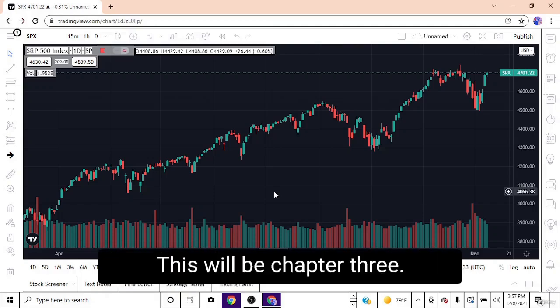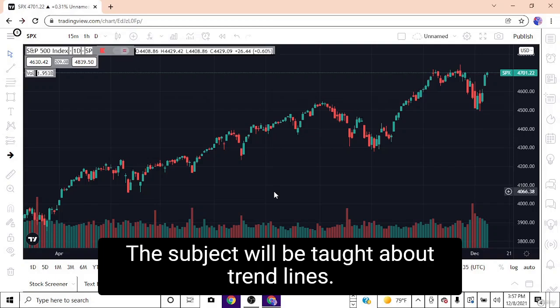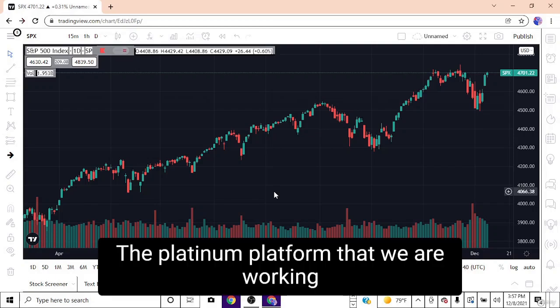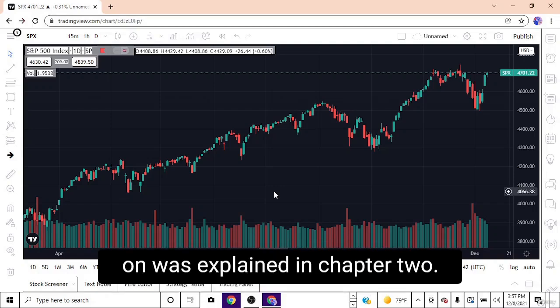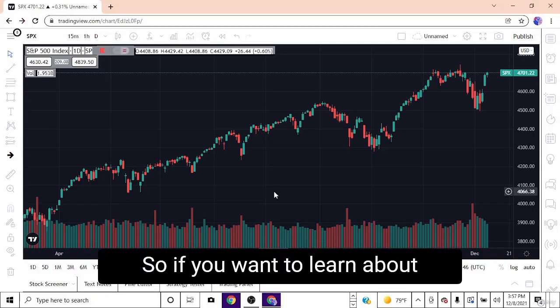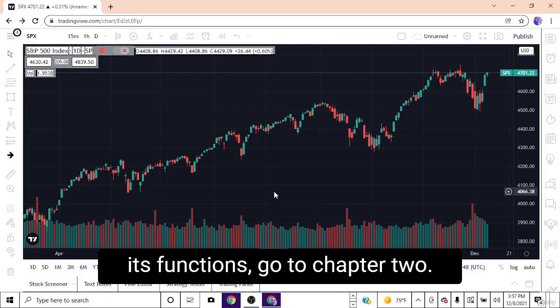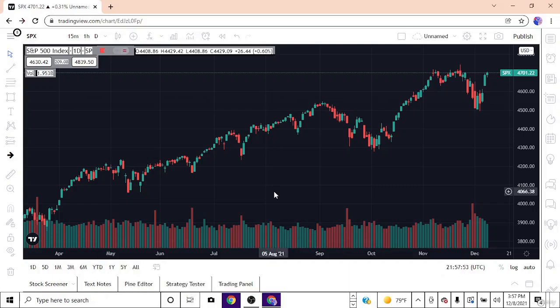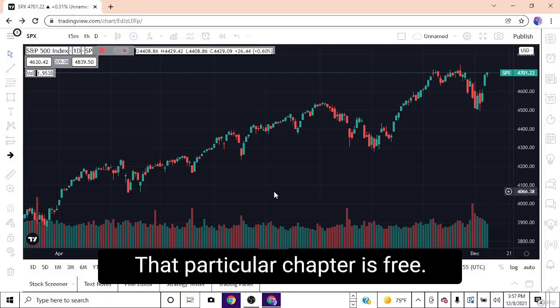This will be Chapter 3. This subject will be taught about trend lines. The platform that we are working on was explained in Chapter 2, so if you want to learn about its functions, go to Chapter 2. If you also want to learn about the candlestick patterns, go to Chapter 1. That particular chapter is free.